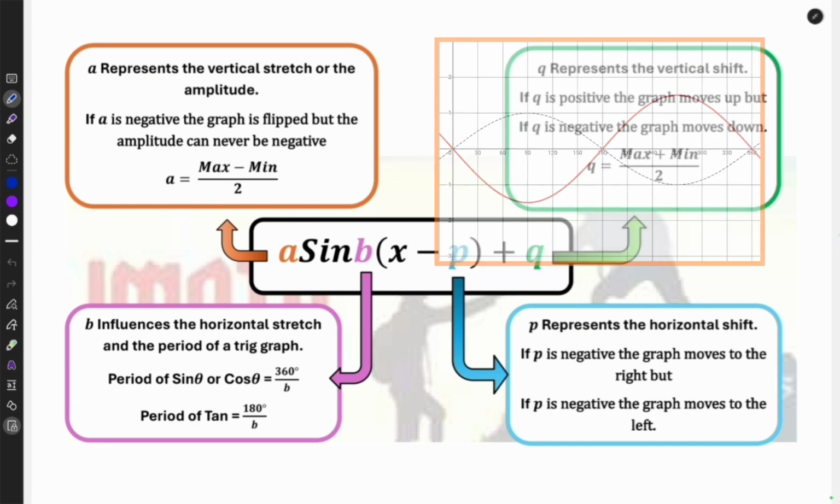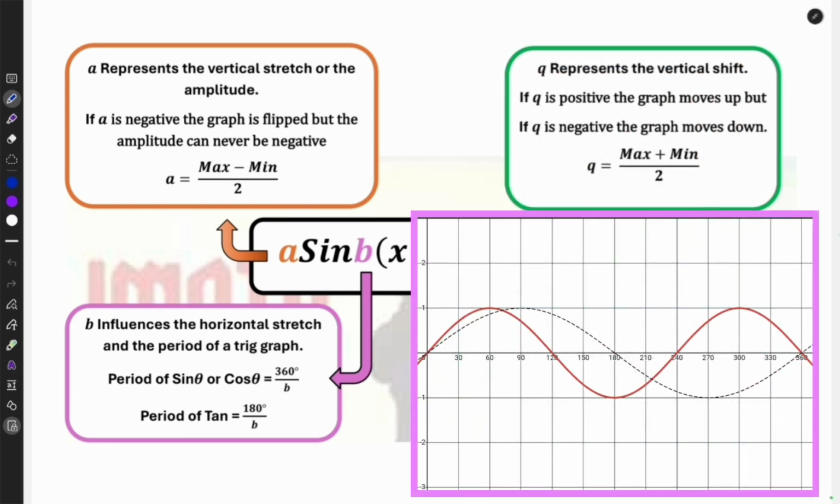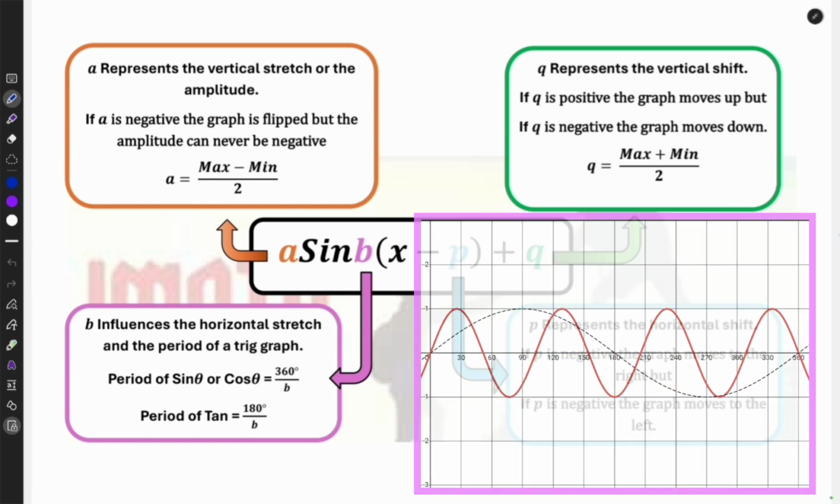The b value of a trig function influences the period. A normal b value is 1, and then the period is 360 for sine and cos. But if b is, let's say, 3, then the period would be 360 divided by 3. If b is a half, then the period would be 360 divided by a half. So it stretches or squashes the graph. You can use these two formulas you see to work out what the period is if you know b, and to work out b if you know what the period is.